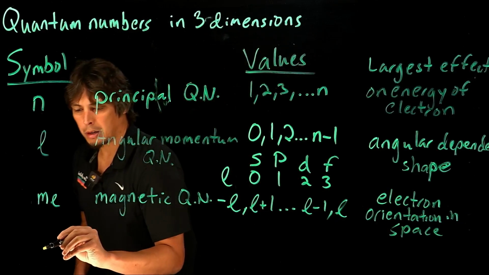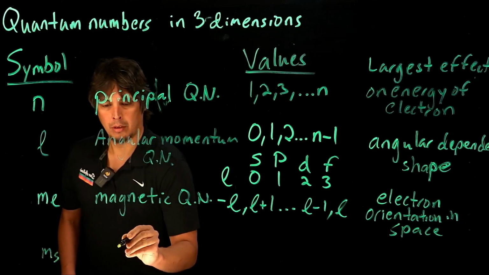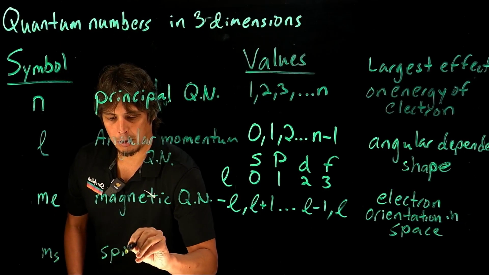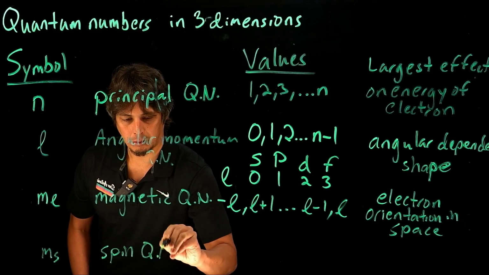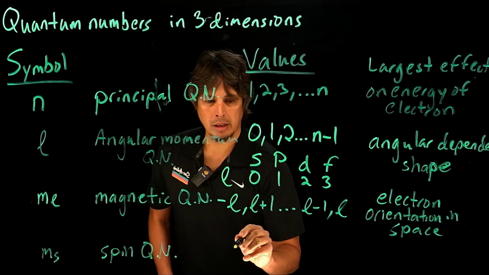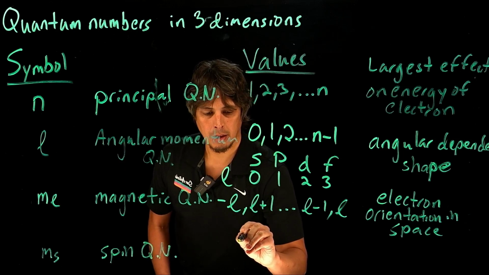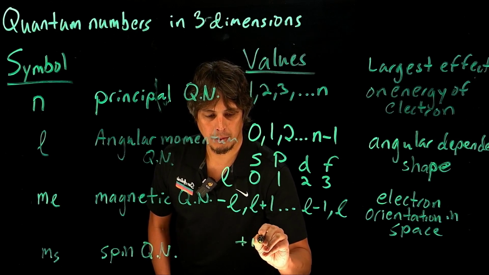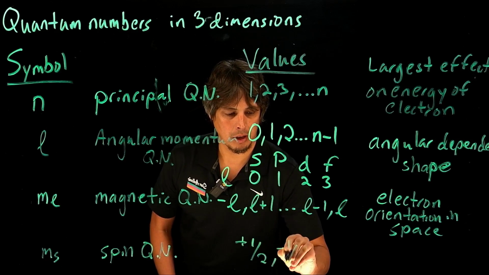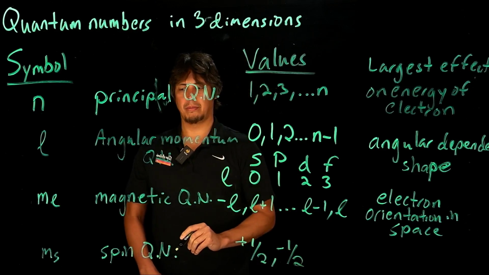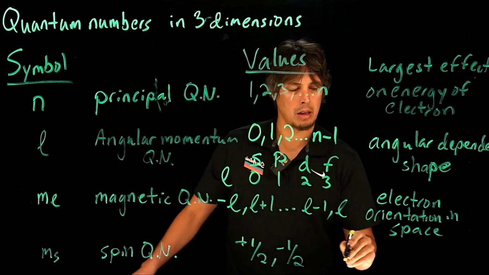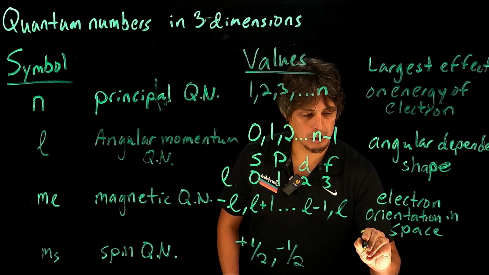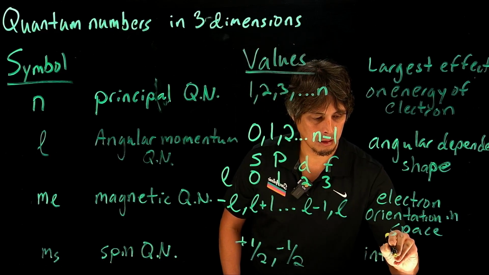The final quantum number is m sub s. This is the spin quantum number. These can only have values of +1/2 or -1/2. And this tells you about the internal spin of the electron.